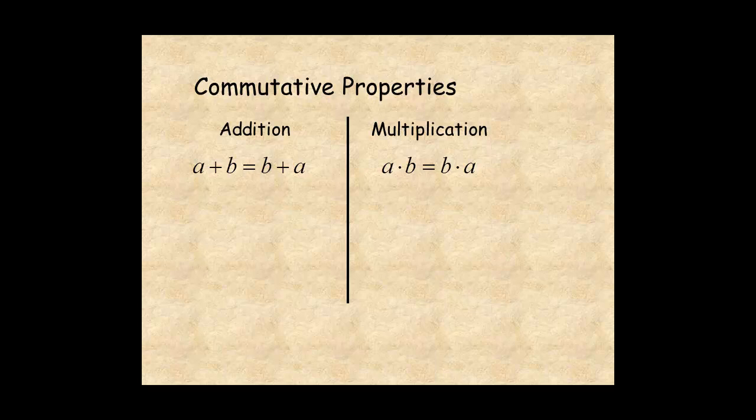The commutative properties state the order in which you add or multiply two numbers doesn't change their sum or product. For example, 7 plus 9 and 9 plus 7. These expressions are equivalent expressions because they have the same value. Also, 4 times 6 and 6 times 4 are equivalent expressions using the commutative property of multiplication.